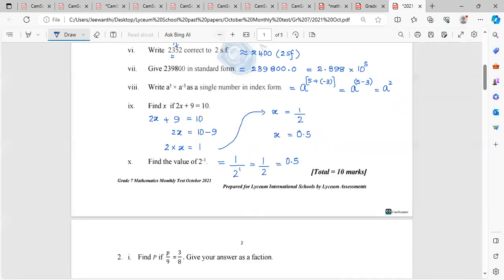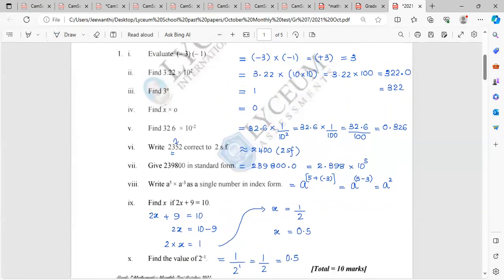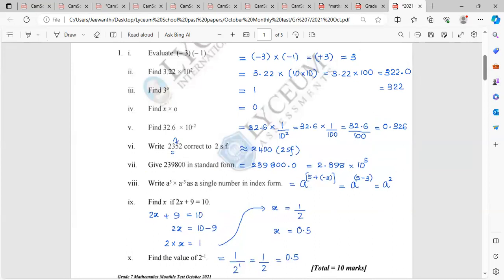Now, before moving to the next question, we'll double check whether we have done this correctly. This is how you also want to do on the exam day. After writing a particular question, you just quickly go through and see whether you have done it correctly. So then the positive 3, yes. 10 to the power 2 means 100. So 322. And 3 to the power 0, it is 1.